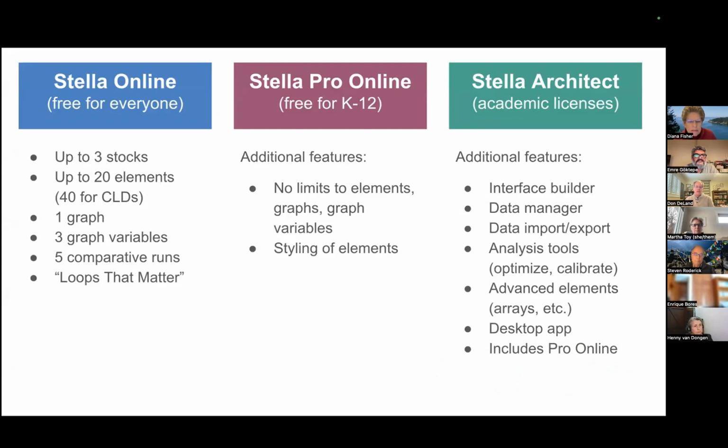So Stella Online, which is free for everybody, but it's very limited. So you can only have up to 3 stocks. You can only have 20 elements total, of which the stocks are included in those. One graph, only 3 variables on your graph, and only 5 comparative runs. And then there's Loops That Matter, which is something I'll show very briefly, but won't go into.